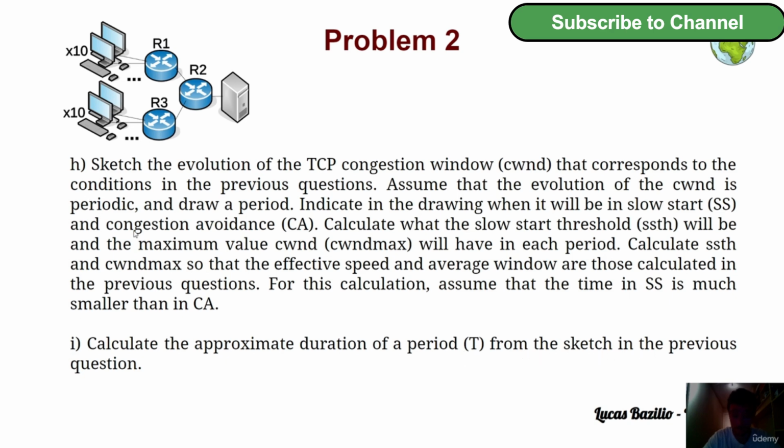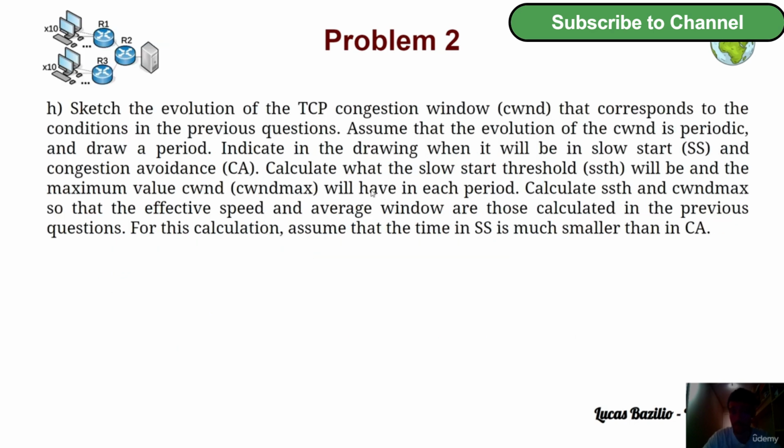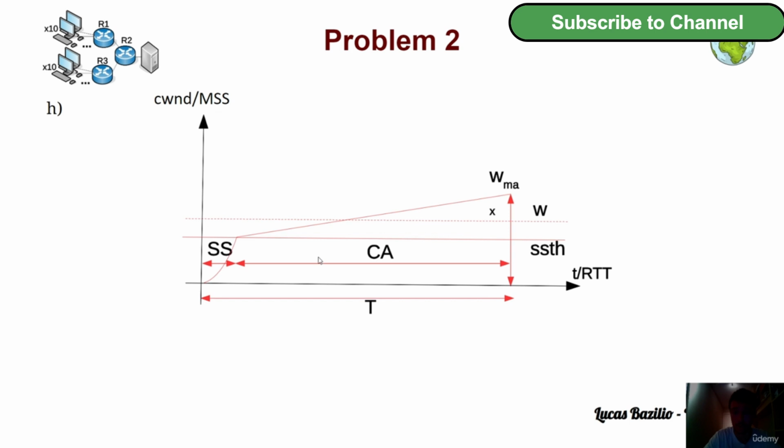So remember, in question H we drew a sketch of the evolution of the TCP congestion window. And remember that this evolution of the congestion window is periodic. We have different periods that follow the same behavior, and so we drew this sketch. Now what we need to calculate is the approximate value in seconds of this period.